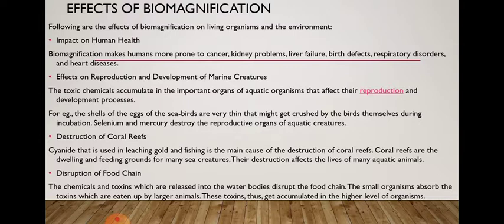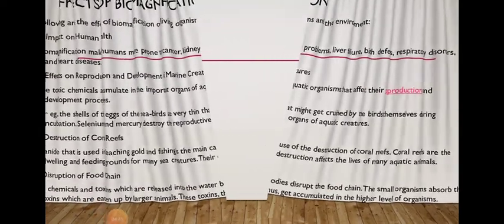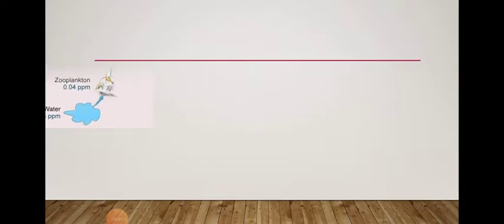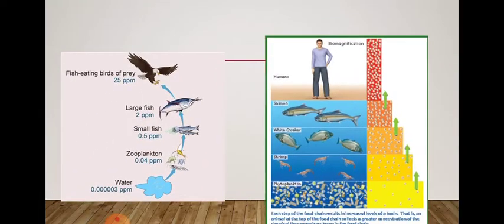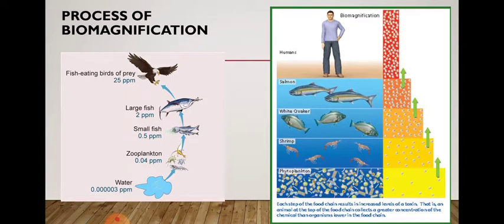Disruption of food chain. The chemicals and toxins which are released into the water bodies disrupt the food chain. The small organisms absorb the toxins, which are eaten up by larger animals. These toxins thus get accumulated in the higher levels of organisms. Let me simplify this for you. Biomagnification is a cumulative increase in the concentration of a persistent substance like pesticides, metals, etc., as it moves up the food chain.